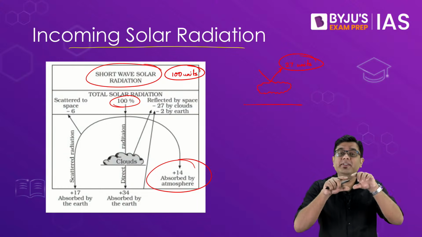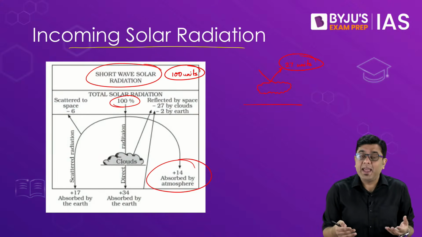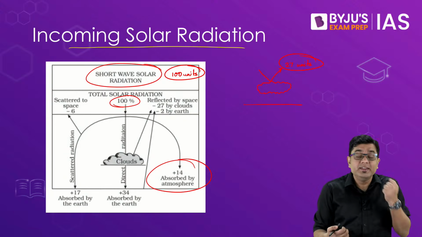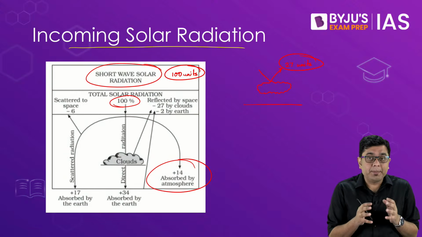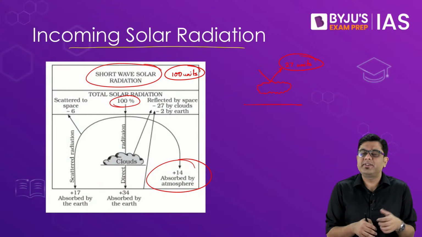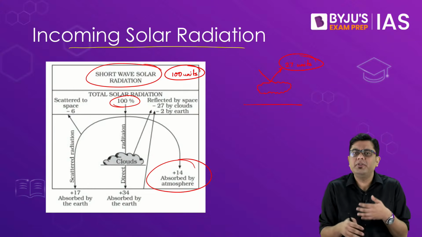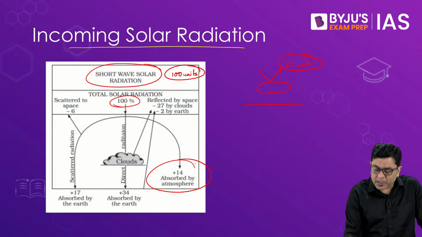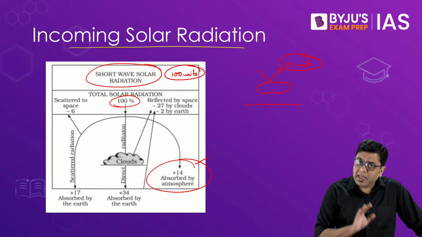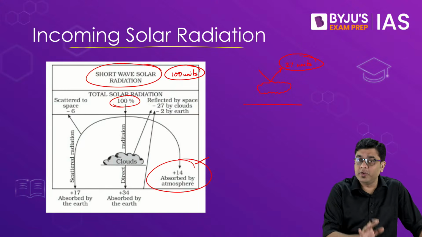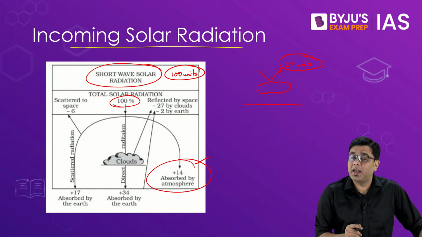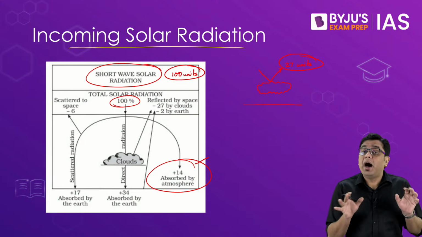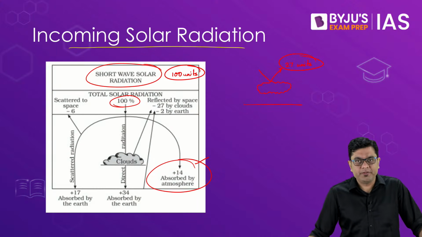For example, if you consider the regions of the stratosphere, there we have the layer of ozone, what we refer to as the ozonosphere. That ozonosphere will end up absorbing some amount of ultraviolet rays and some amount of solar insolation in general, which leads to the heating of the stratosphere. So here around 14 units are absorbed in the atmosphere itself. None of these units, that is 27 which is reflected by the clouds and 14 which is absorbed by the atmosphere, are utilized to heat up the surface.